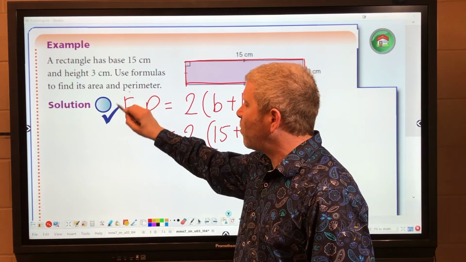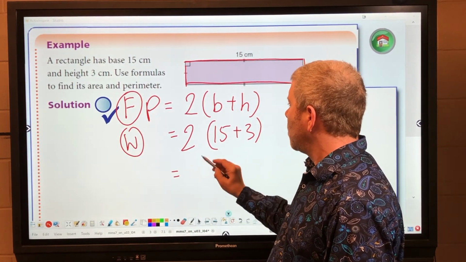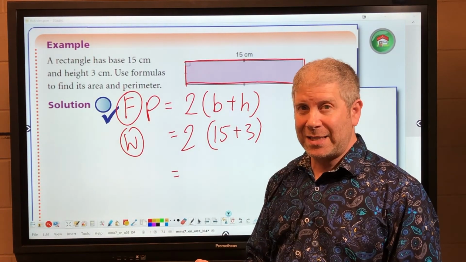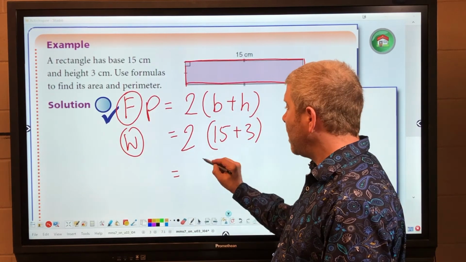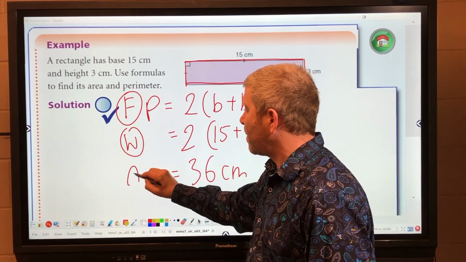Again, we started with a formula, F. Here's our work step, and our answer will be 2 times 15 plus 3. Well, 15 plus 3 is 18. Multiply that by 2, and we get 36. And the units are centimeters, and there's my answer.